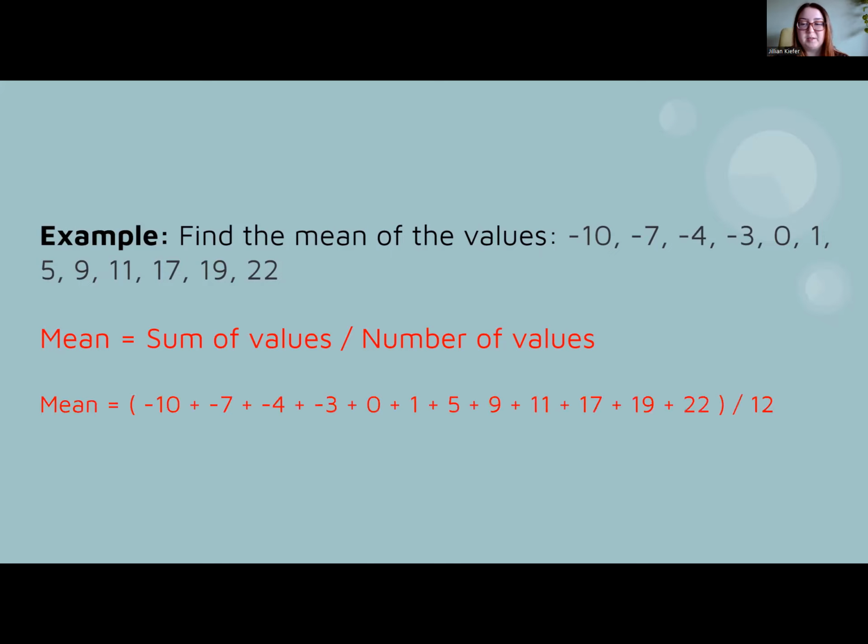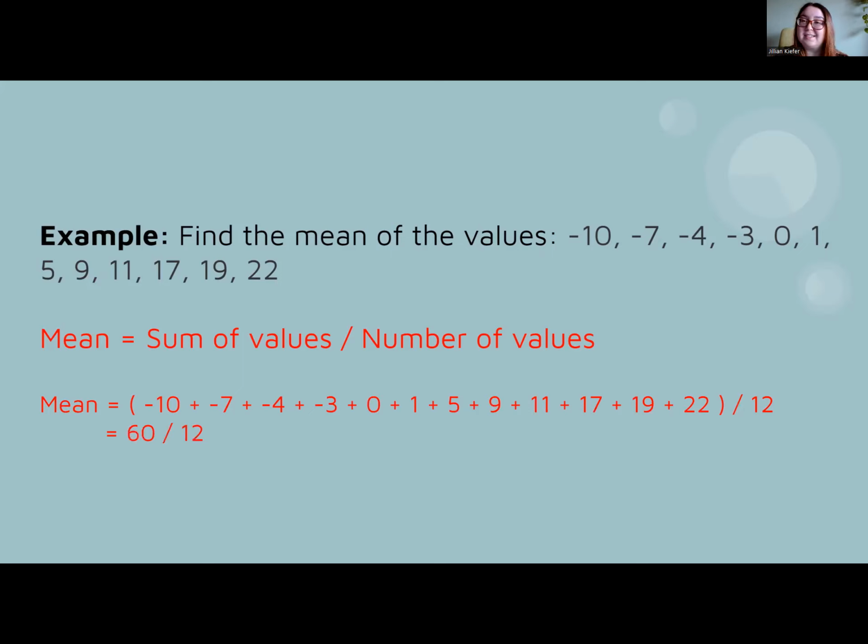So, all right, putting those together, we're going to add up all those digits and divide by 12. So we'll have -10 plus -7 plus -4 plus -3 plus 0 plus 1 plus 5 plus 9 plus 11 plus 17 plus 19 plus 22, all divided by 12.